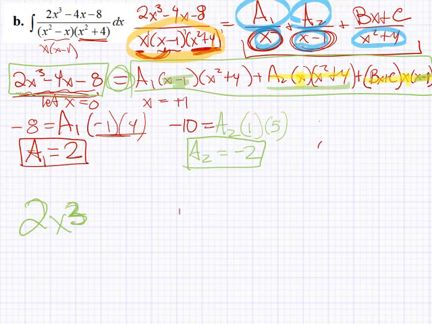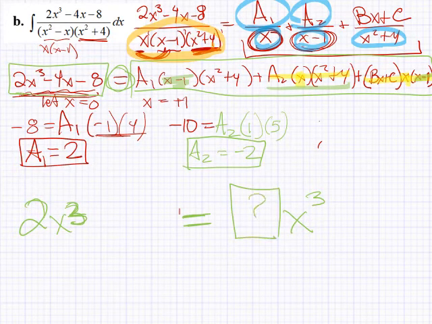2x cubed. And then on the right side, I'm going to have an x cubed. Whatever the coefficient is in front of here has to be equal to the one on the other side. And I'm going to use that to help me find b and c. That's why I call it the equal parts method.